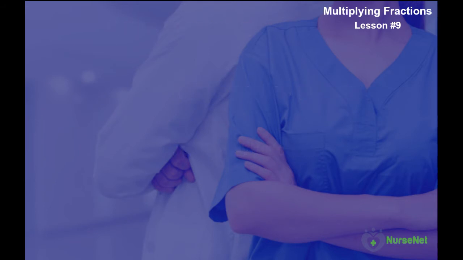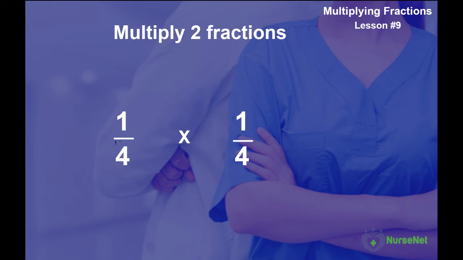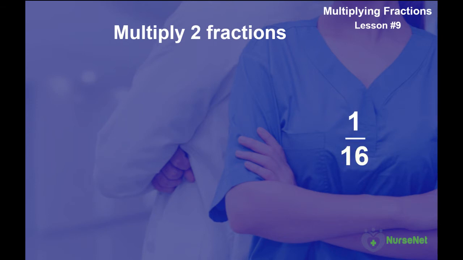So if we want to multiply two fractions together, the procedure is really straightforward. So let's look at 1/4 multiplied by 1/4. In each fraction, we have a numerator of 1 and a denominator of 4. So to multiply a fraction, simply multiply the numerator by the other numerator. So in this case, it's 1 multiplied by 1, giving us 1. Then we'll multiply the denominator by the other denominator. So it's 4 multiplied by 4, giving us 16. Therefore, our answer is 1/16.